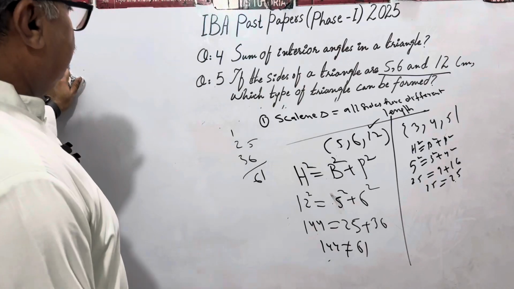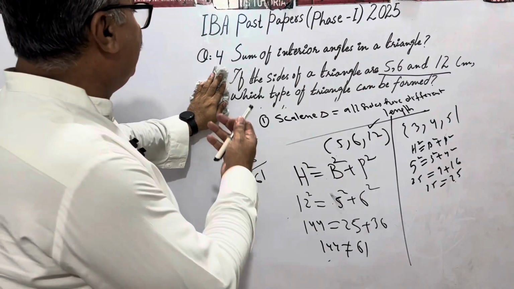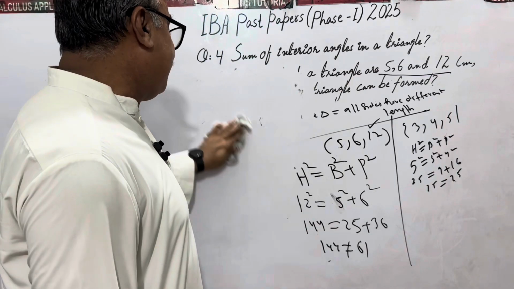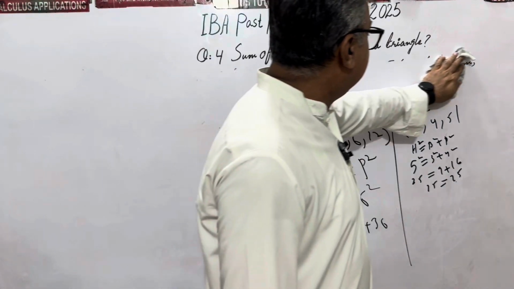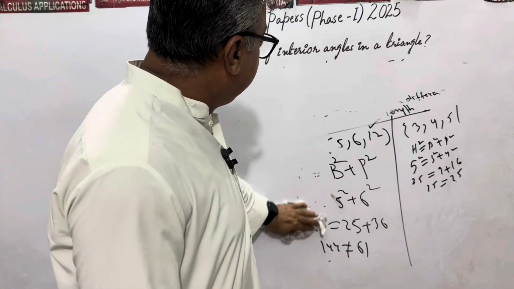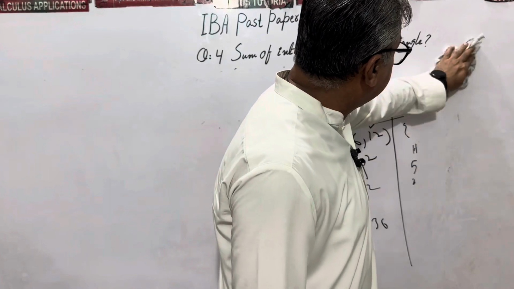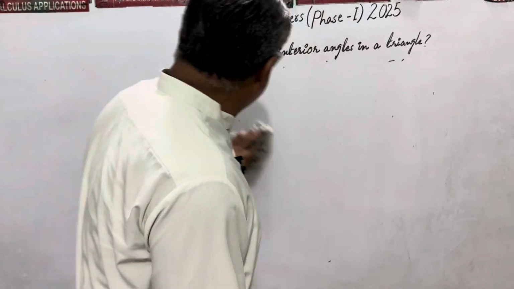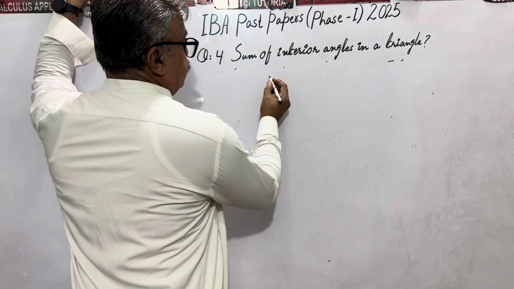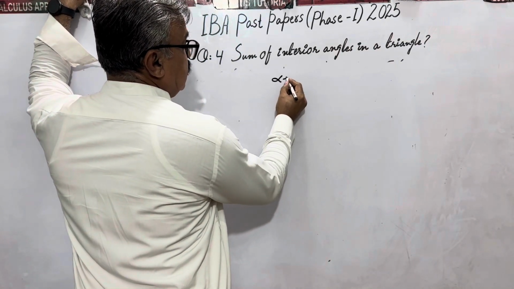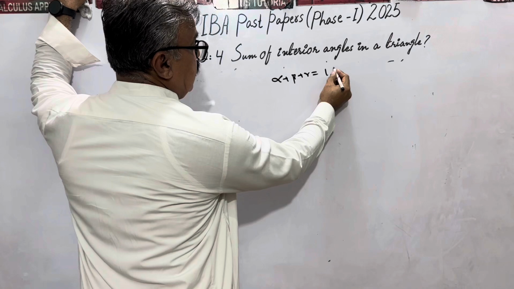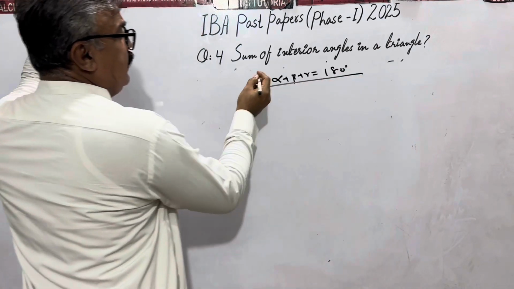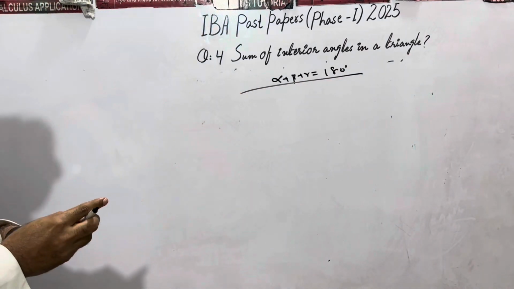Moving towards the next question, they have even asked what is the sum of the interior angles of a triangle. Oh my god. The sum of interior angles of a triangle is no doubt 180. Let me write the formula for you. The sum of interior angles of all triangles, alpha plus beta plus gamma, adds up to 180. This is a fact even kids know.